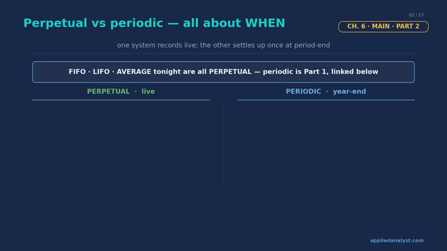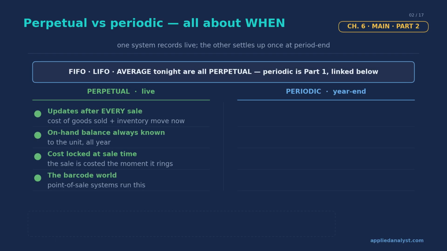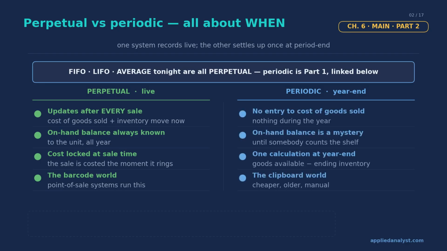Okay, the difference between the two systems is all about when. Perpetual on the left is live. Every single sale updates two things immediately: cost of goods sold and your inventory balance. You always know, to the unit, what's on hand. This is the barcode, point of sale world. Periodic on the right, the one we ran all of Part 1, makes no entry to cost of goods sold during the year. The on-hand balance is a mystery until somebody physically counts it.